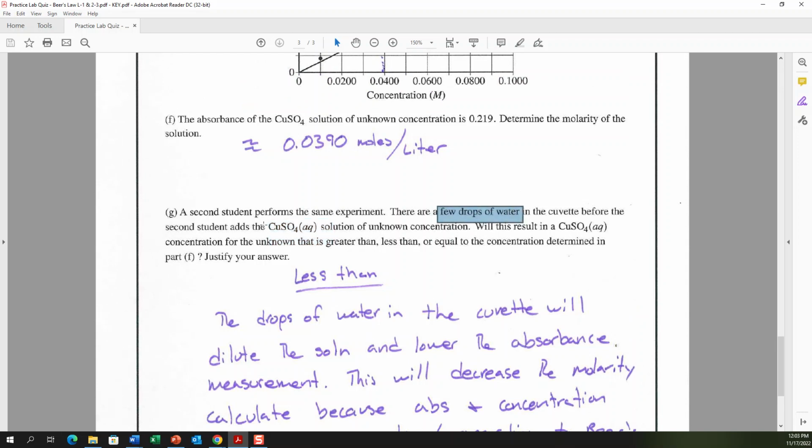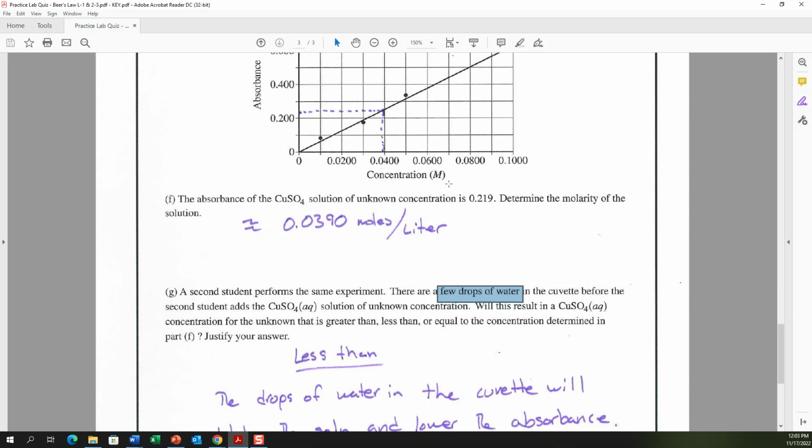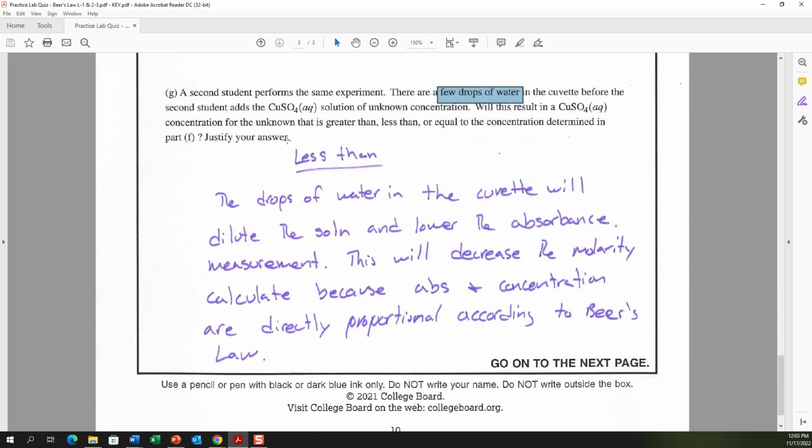They're going to dilute the copper solution that we're adding to the cuvette. So the copper solution is going to be less concentrated, okay? So we're going to get a lower absorbance reading. So if we lower the absorbance reading, we're going to lower our concentration. So the answer would be less than. And if they didn't say justify your answer, just say less than. Don't explain it. But because they said justify your answer, we've got to justify. So the answer is less than.